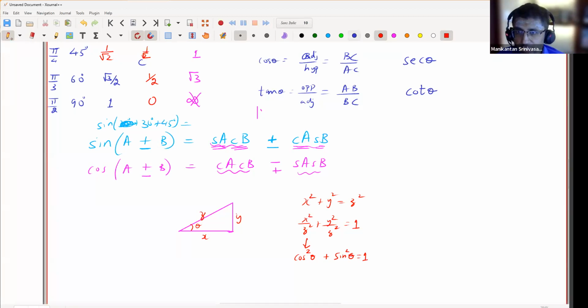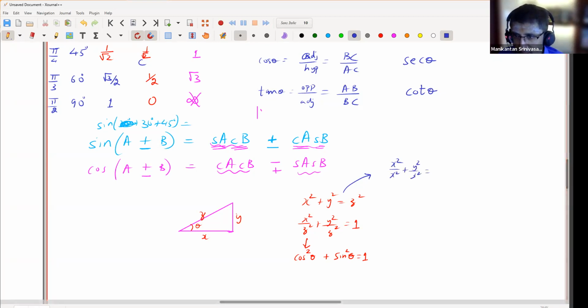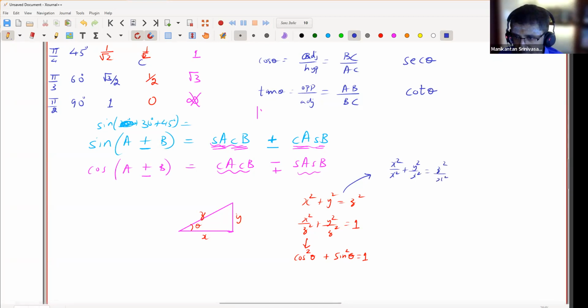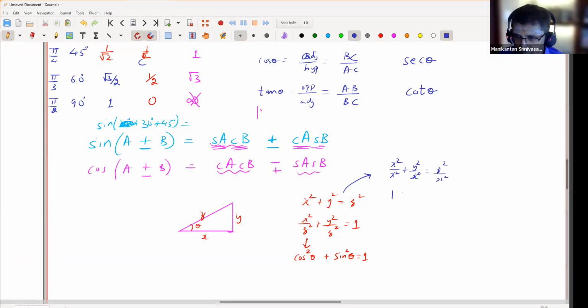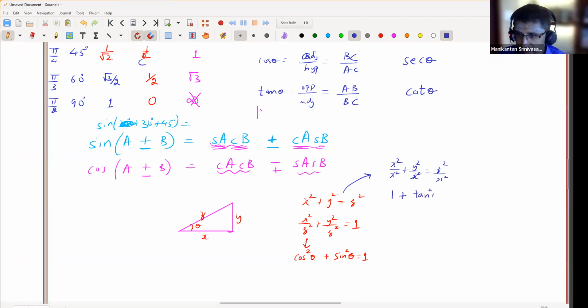Now, from the same equation, rather than divide throughout by z square, I can divide throughout by x square. So I get x square by x square plus y square by x square equal to z square by x square. So this is 1. Y by x is tan theta. Therefore, 1 plus tan square theta is, what is z by x?